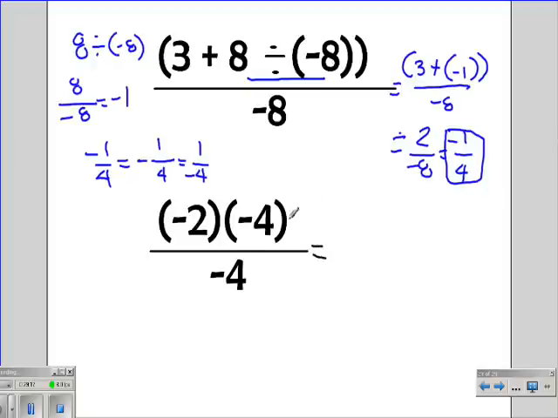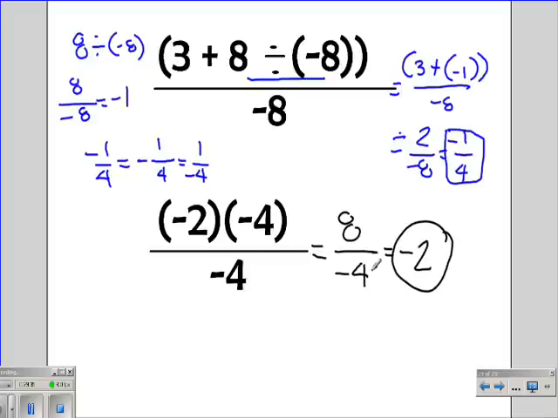Let's take a look here at this one. I'm going to work on the top. Negative times a negative is a positive 8. 2 times 4 is 8, divided by negative 4. Positive over a negative will tell me my solution is going to be negative, and 8 divided by 4 is 2.